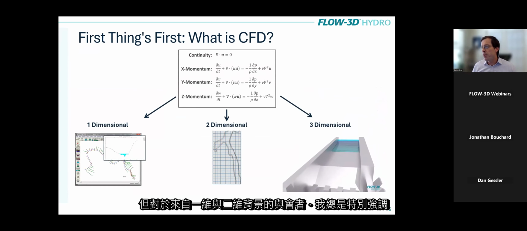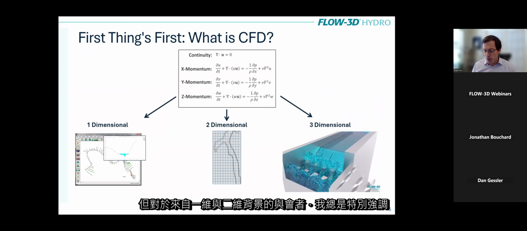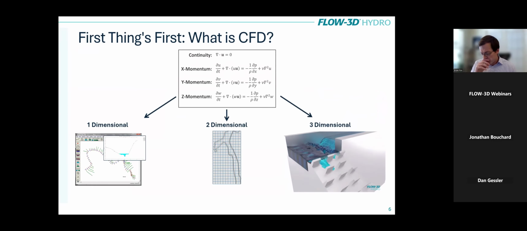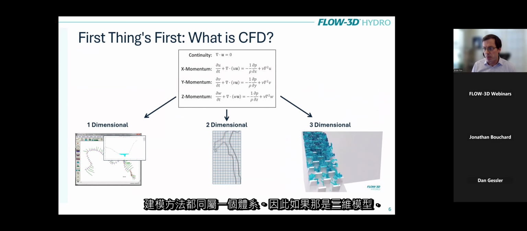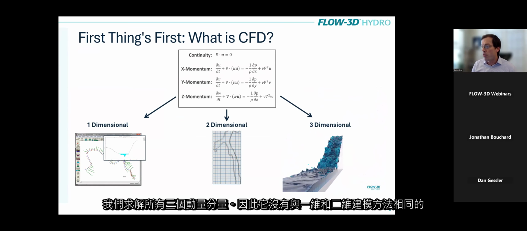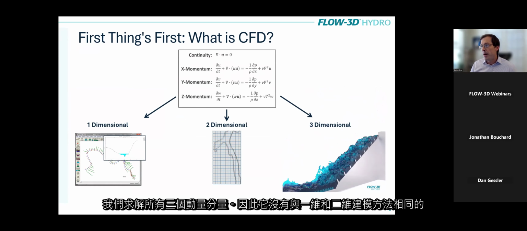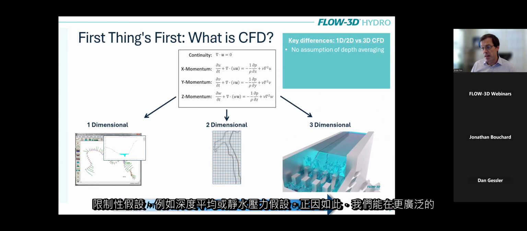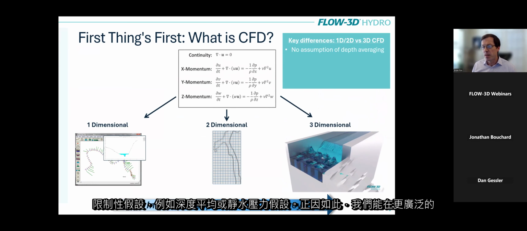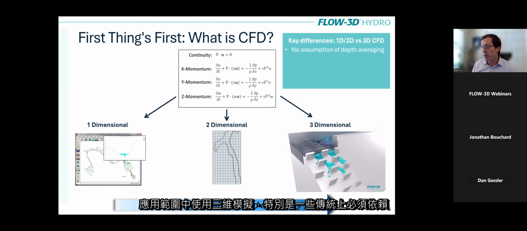But for folks coming from a 1D and 2D background, I do always really like to emphasize that 3D modeling is derived from the same set of governing equations. So all of these different modeling approaches are part of the same family, so to speak, except that within a 3D model, we're solving for all three components of momentum. So it doesn't have the same types of limiting assumptions like depth averaging or the hydrostatic assumption that you're going to have in a 1D and 2D modeling approach.